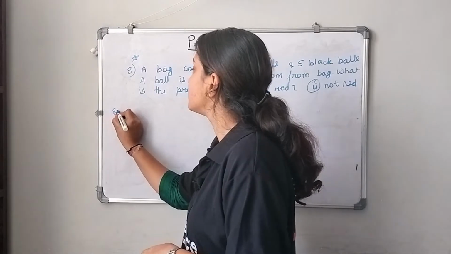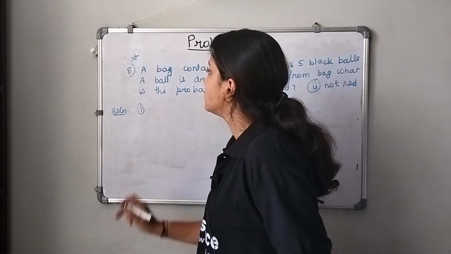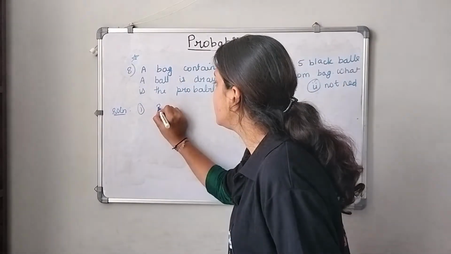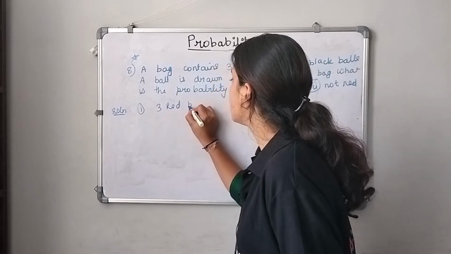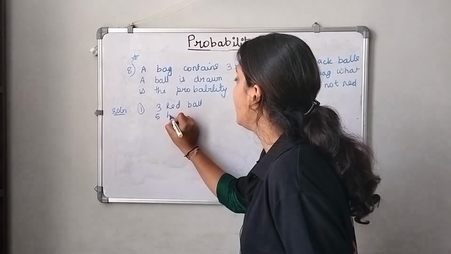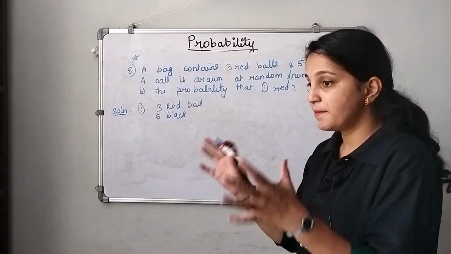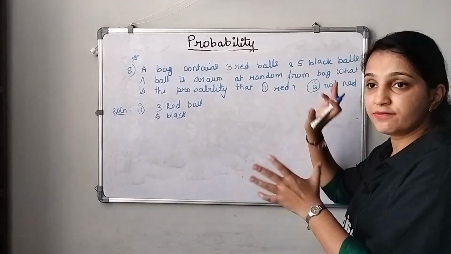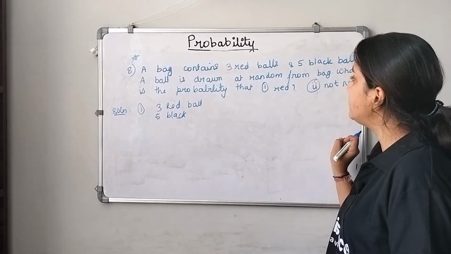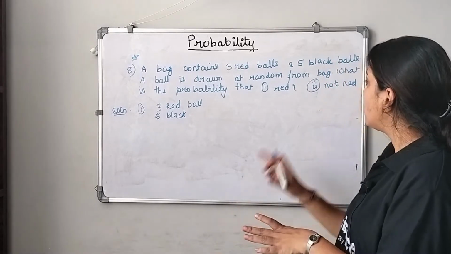Solution to the first question. A bag is containing how many red balls? 3 red balls. Then 5 black. Then a ball is drawn at random. There is a bag in which 3 are red and 5 are black. From that bag, one ball is drawn at random. What is the probability that the ball will be red or not red?